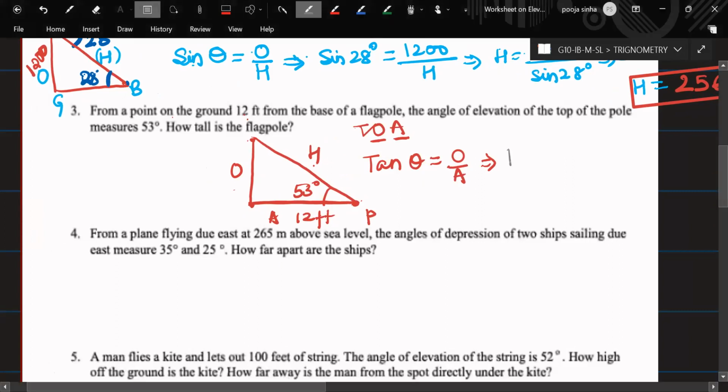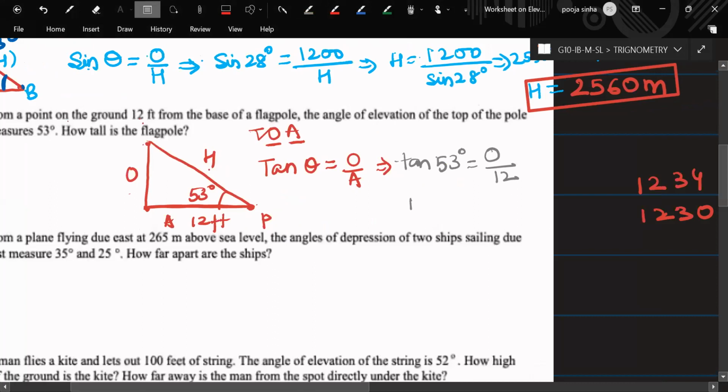One second. Tan 53 degrees is equal to O upon 12. So next, O is equal to 12 into tan 53 degrees.